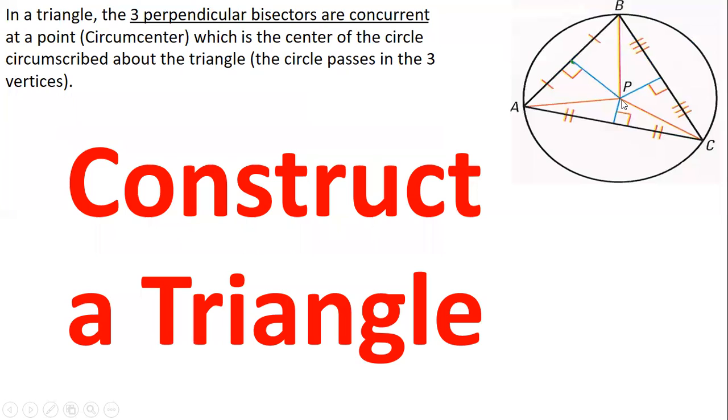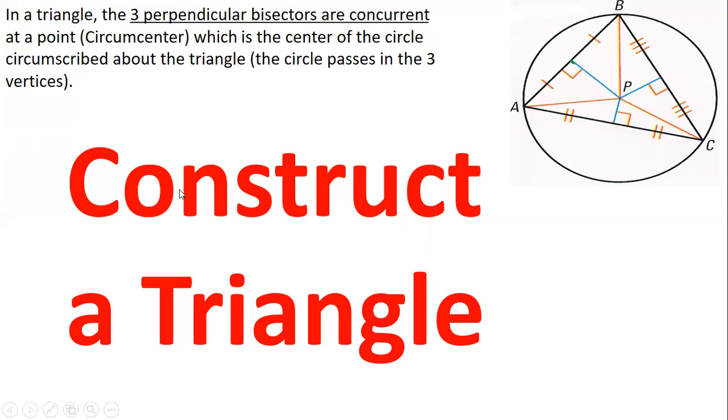Why is it special? This point where the 3 perpendicular bisectors in a triangle meet or intersect is the center of the circle circumscribed about the triangle, or drawn around a triangle ABC. So if we use the compass, we put the center here, we open the compass as A, and we draw the circle. Vertex A, vertex B, vertex C will be 3 vertices on the circle.